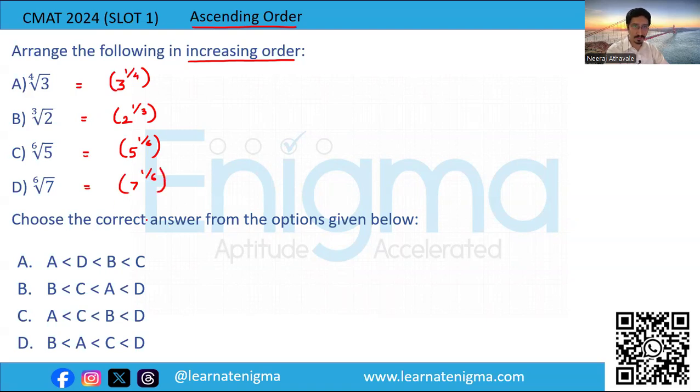Okay. Now, in such kind of questions, when we have to compare, we need to make sure that the power is easily comparable. So what we will do is we will raise all these four values to the LCM of the denominators in the power. So the denominators here are 4, 3, and 6. The LCM of 4, 3, and 6 is 12. So let's raise all these values to 12.